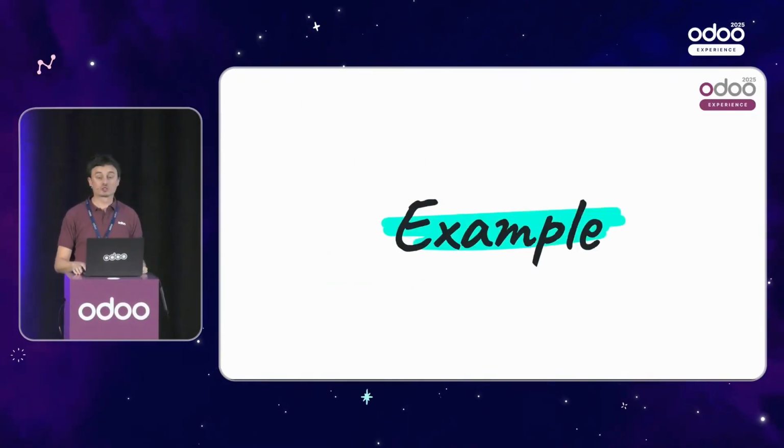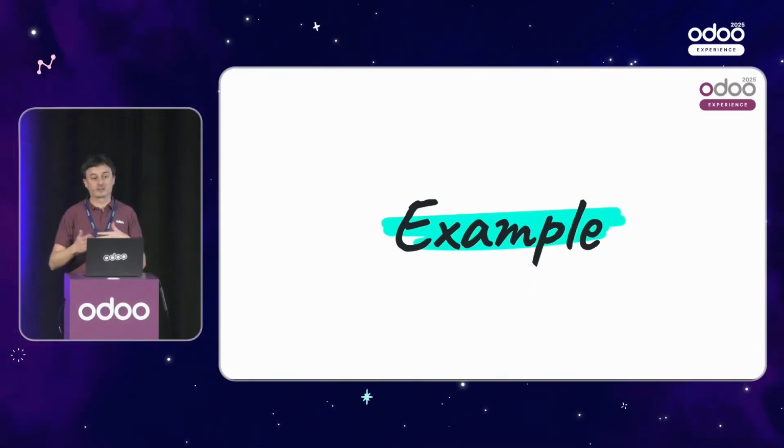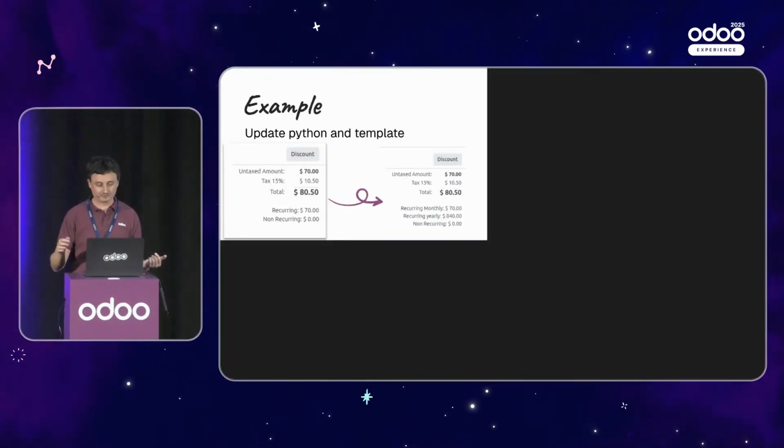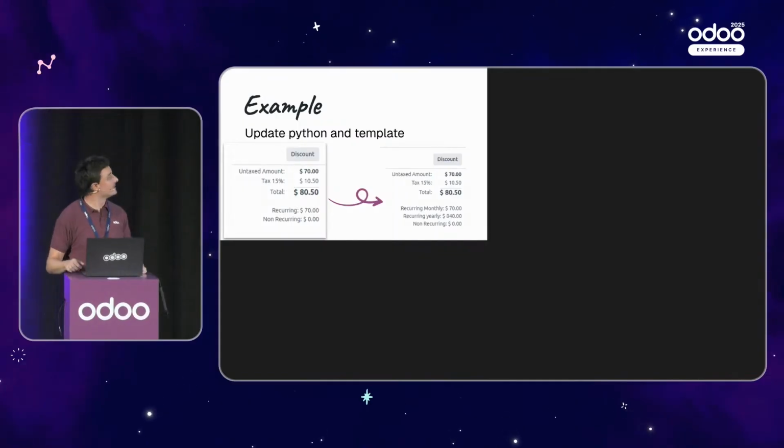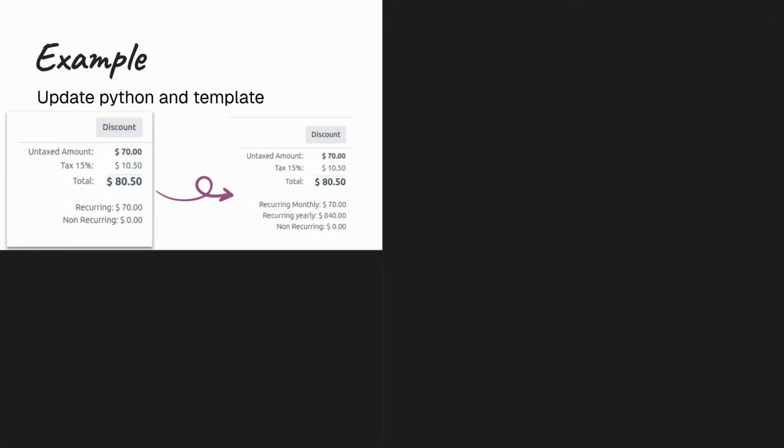I will show you a small example of how things can work or not. For example, this is an example in the subscription module. Here on the left you have the current behavior. It's a sell order form view, and you have some details. You have the discount, the amount, and you know that there is a recurring revenue, 70, and a non-recurring one. And for your own use case, you say it would be interesting to have the recurring amount monthly and yearly.